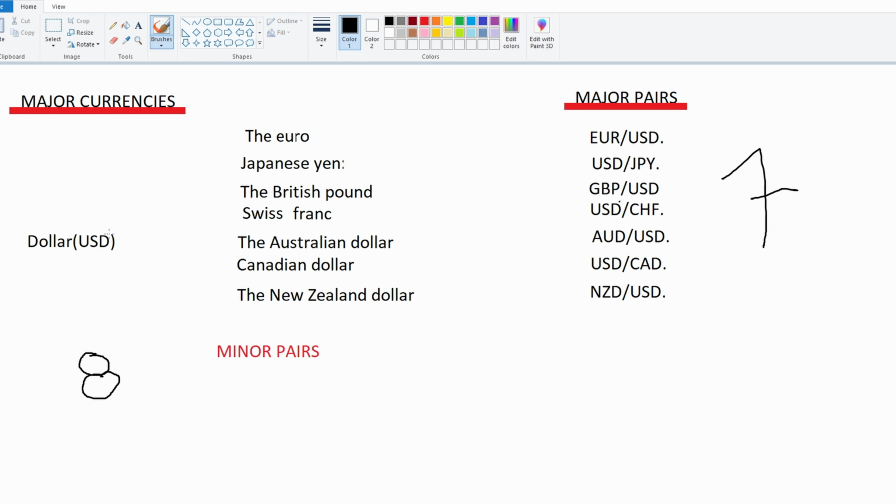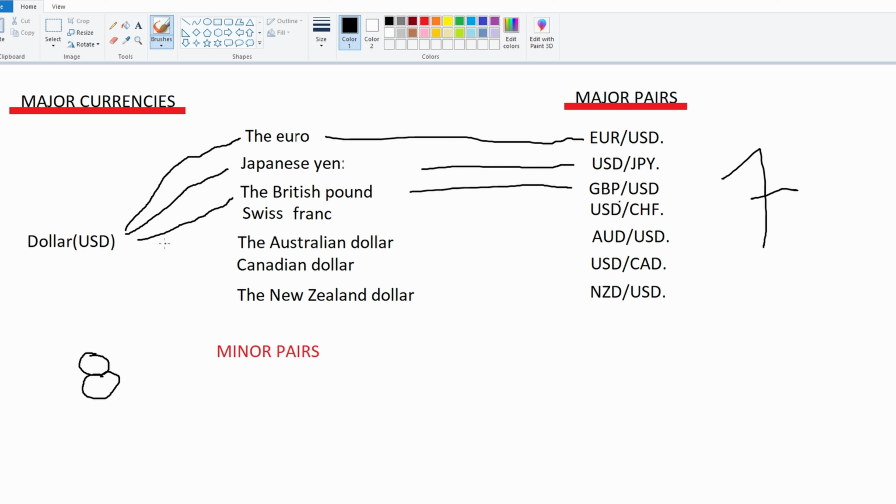Okay, so for example, if we take the dollar against the euro, you will have one major pair, which is the Euro USD. You take the dollar and we pit it against the Japanese yen, and now we have USD JPY. You take the dollar versus the British pound, we have GBP USD. Dollar versus Swiss franc, we have the USD CHF, right? And so on and so on.